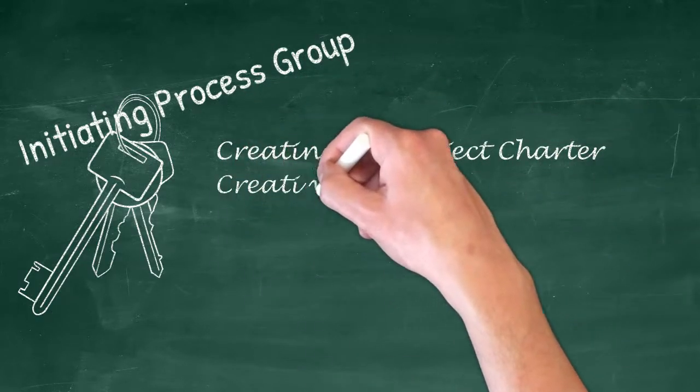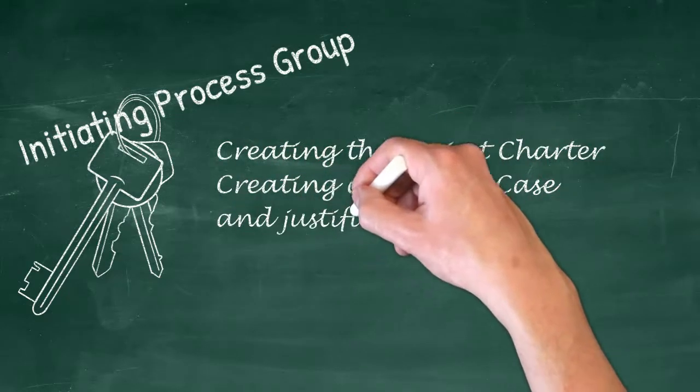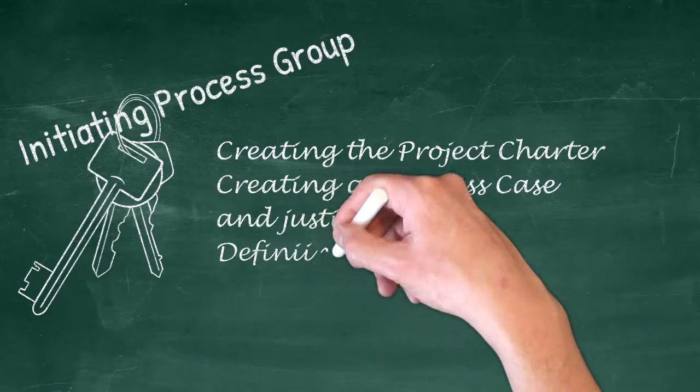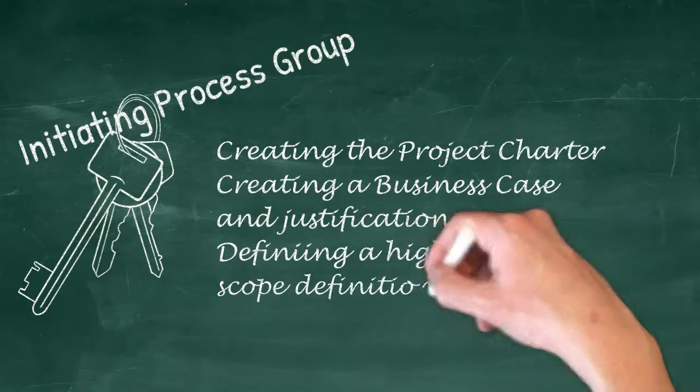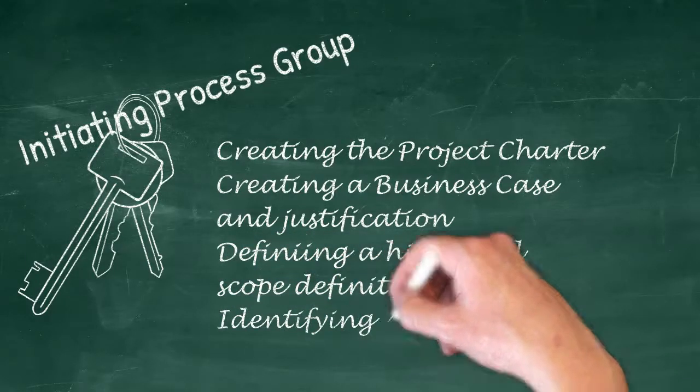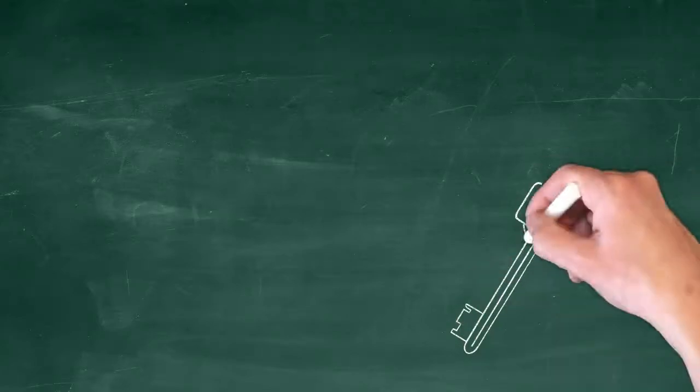You will be creating a business case and justification. Why do you need this project? And you will be defining high-level scope definition, the high-level things that need to be done for the project. And you will also be identifying high-level risks, those things that could happen during the project.